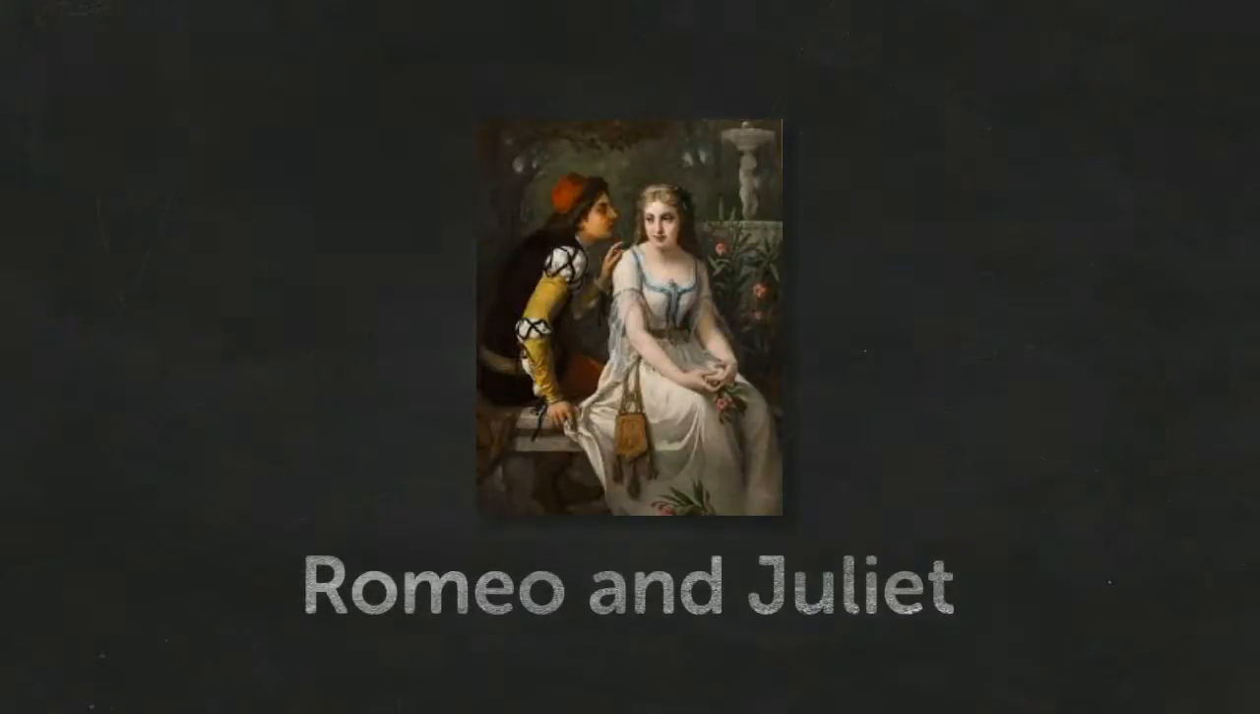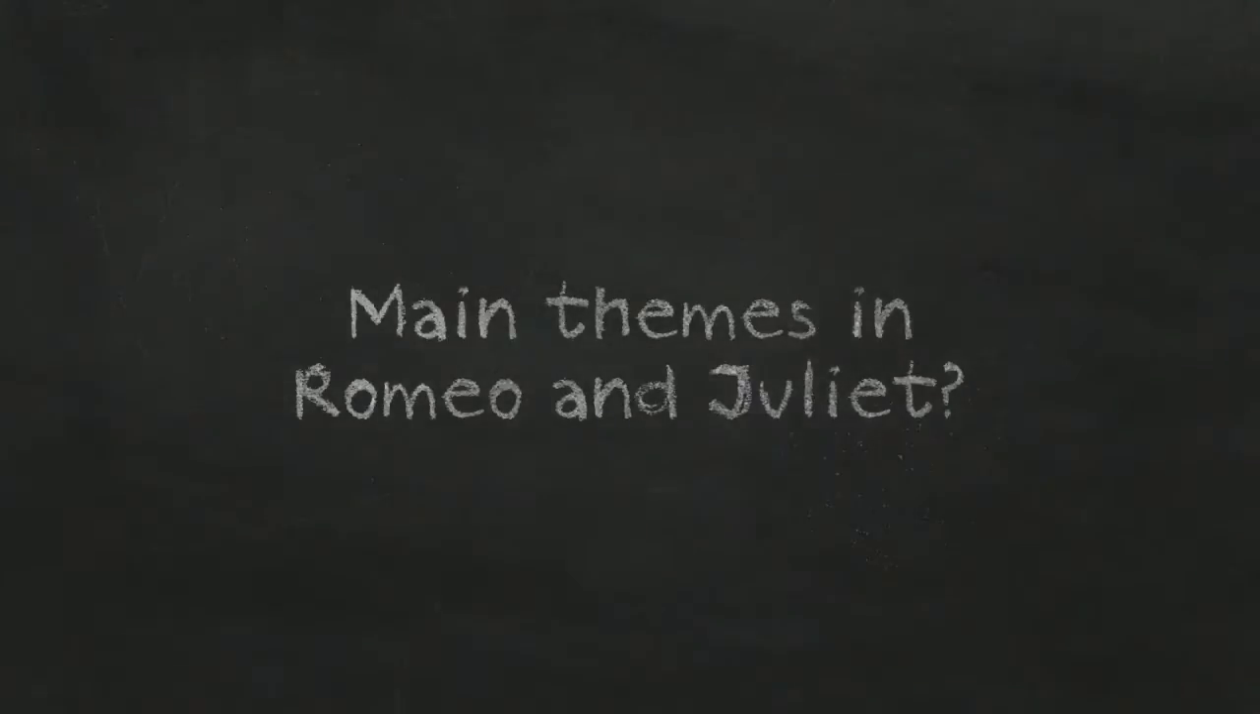For example, let's take a look at a famous text. This is Romeo and Juliet by Shakespeare. What would you say is the main idea of this play? Love is one of the main themes of this play. Another could be fate, or even family and traditions.